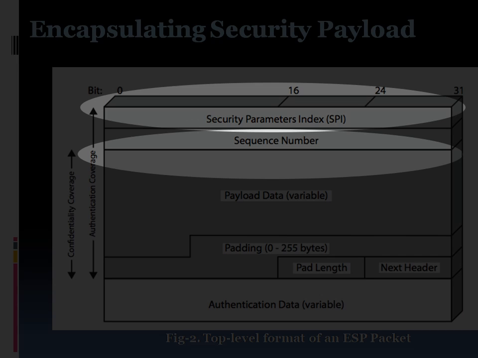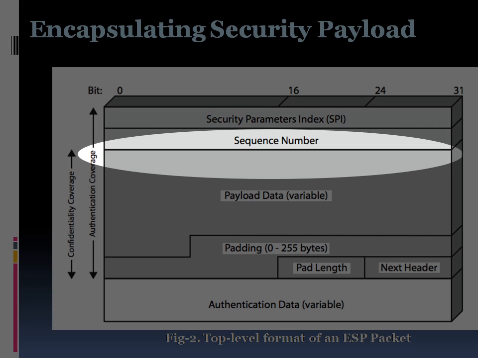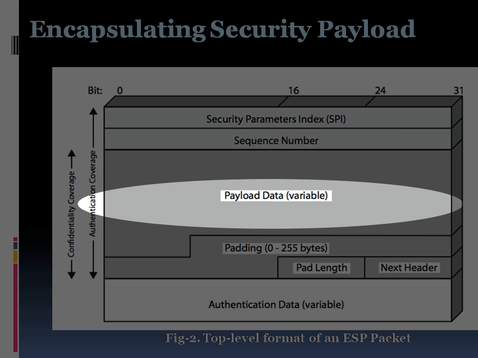Next we have the sequence number, which again is of 32 bits, and this is a monotonically increasing counter value and provides an anti-replay function. So this is the function of the sequence number. Next is payload data, and this is nothing but a transport level segment which operates in either transport mode or tunnel mode and is protected by encryption. That means this particular field is protected by encryption.